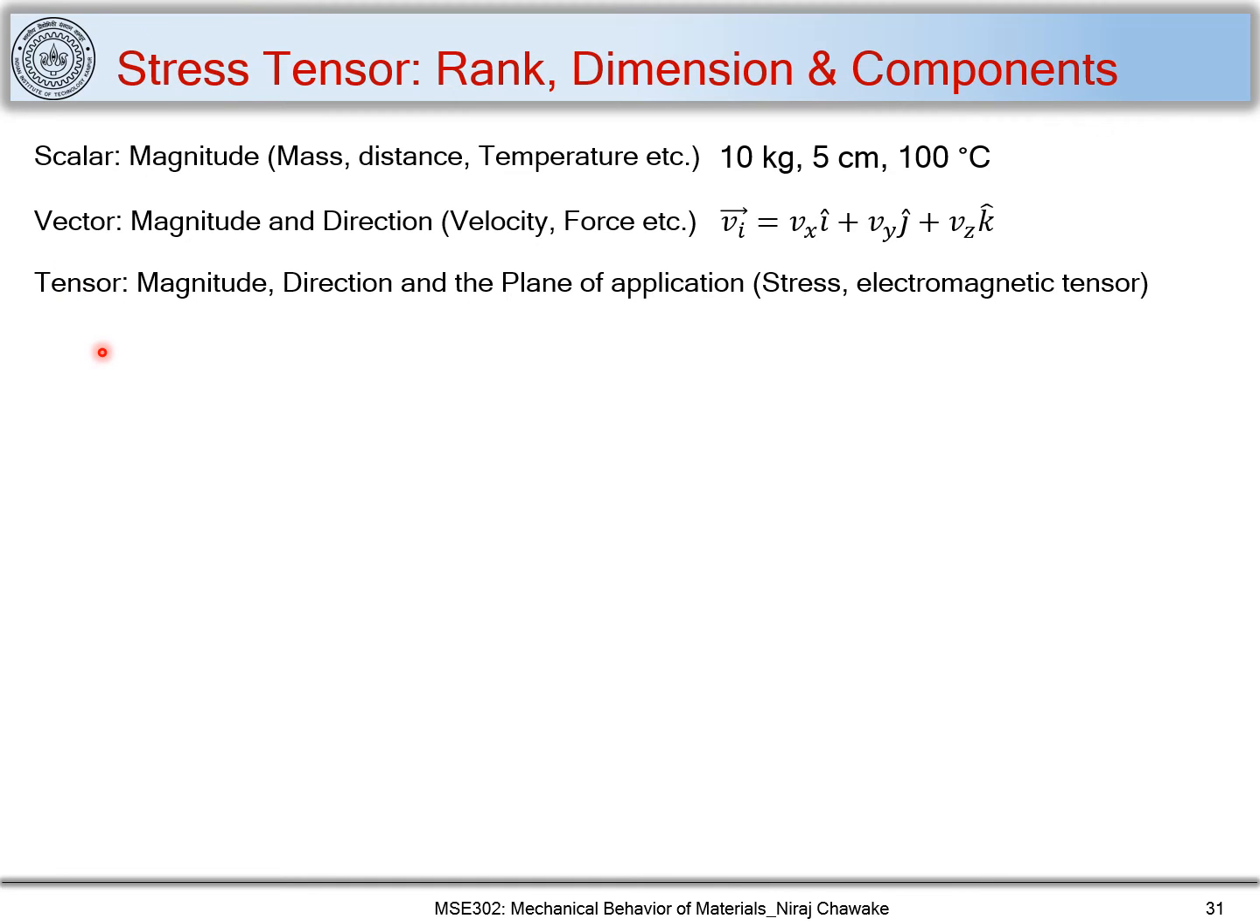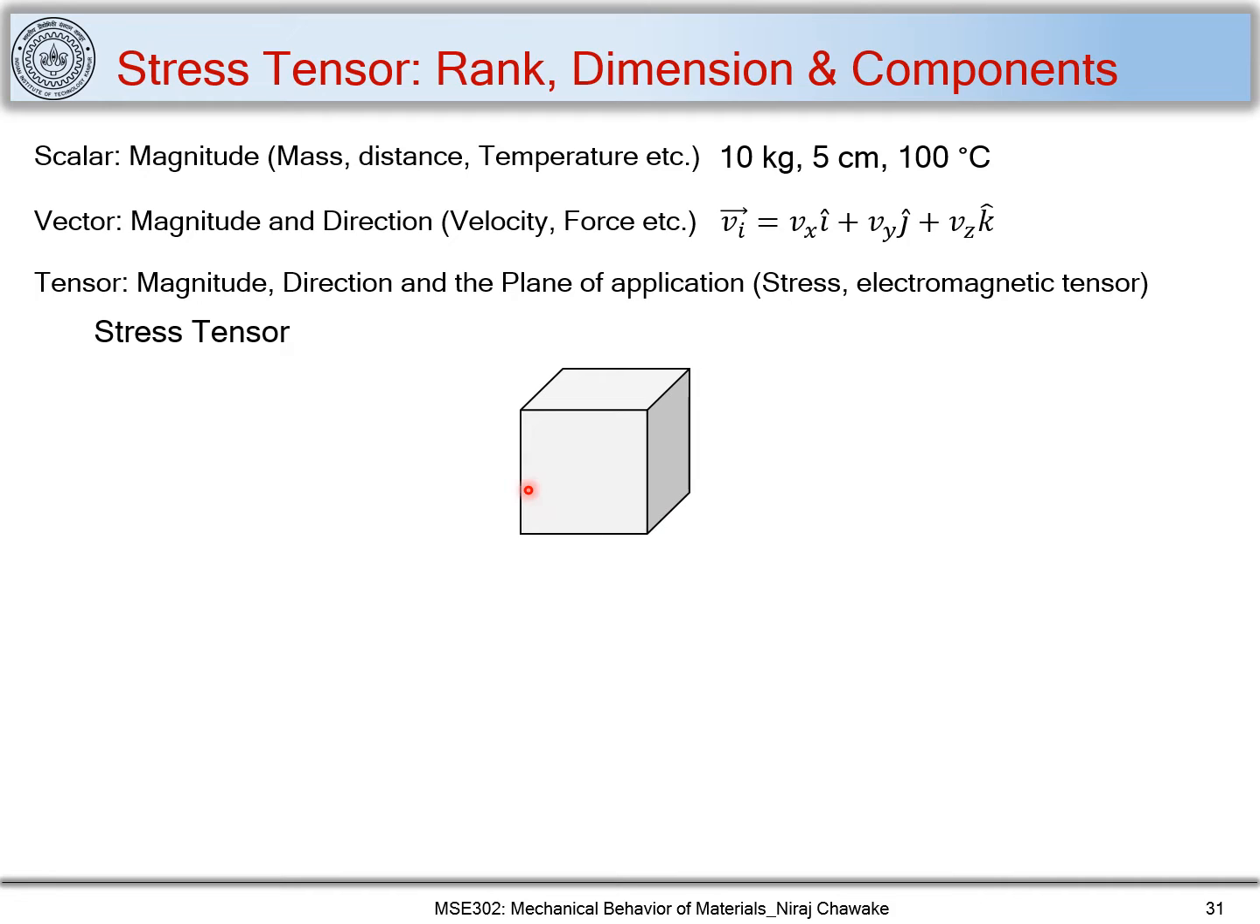Now tensors, as I mentioned with the stress tensor. We have seen that it needs magnitude, it needs direction, and it also needs the plane of application. Sigma xx means a normal stress acting perpendicular to plane x and along the x direction. So these are tensors, which need another component to define the plane of application. Some examples are the stress tensor and the electromagnetic tensor.